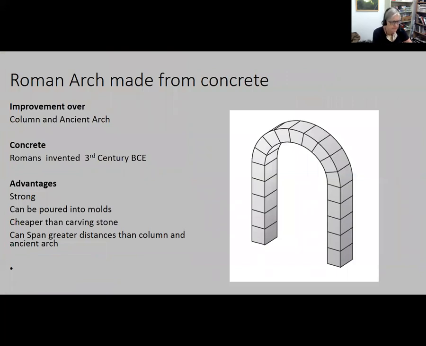So the Romans, they had an innovation that was concrete. It's not exactly the same as the concrete we use, and we'll talk about it more later, but it was concrete. And the great thing about it is it was really strong. It could be poured into molds. It was cheaper than carving stone. And if you made an arch, this is called a Roman or rounded arch, out of concrete, they were stronger, so you could make them taller and wider. You could span great distances.